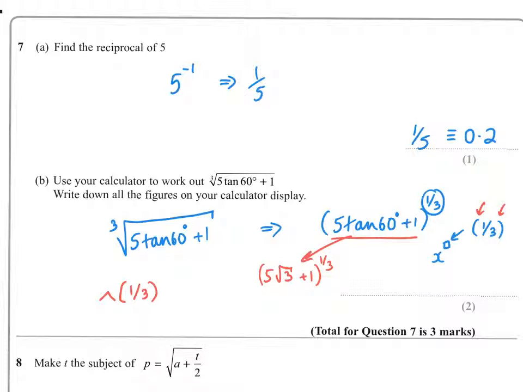So let's have a look. And I get 2.129754359. That's everything on my calculator display. If I want to try the whole thing, I'm going to give that a go and see if it's the same. Should be. So brackets 5 tan 60 plus 1, close brackets, to the power 1 divided by 3, and 2.129754359 is what's on my calculator display.